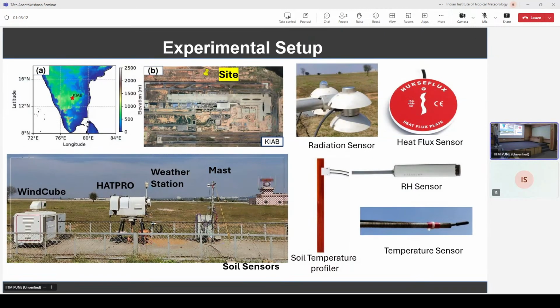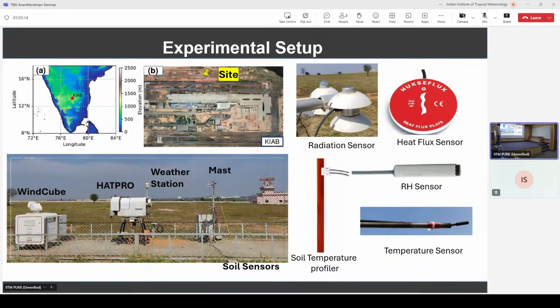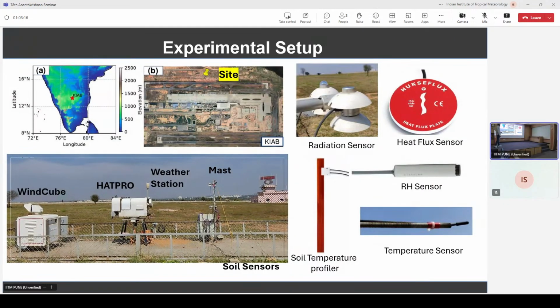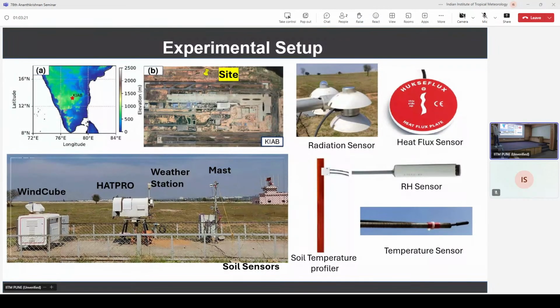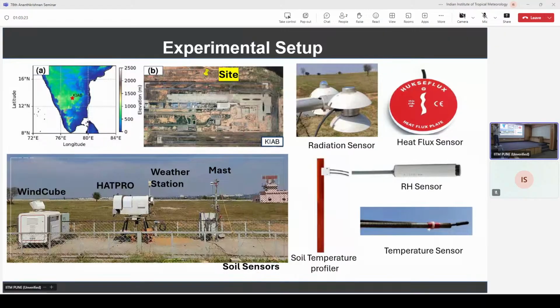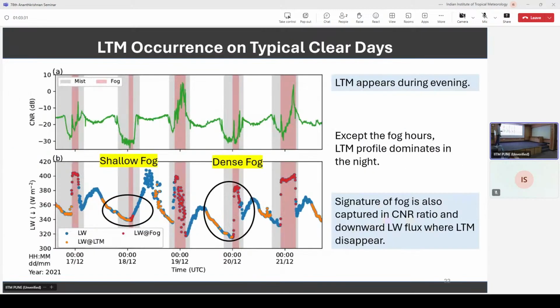So this is my field experiment setup where a lot of high resolution temperature sensors are mounted on the mast, and we observed the LTM for many days, but I considered 80 days of data, very robust data sets. There are the sensor mountings, this wind cube, HATPRO, weather station, and the different sensors. I will not go into detail. Basically, LTM appears and sustains over the night, and it disappears when the fog occurs.